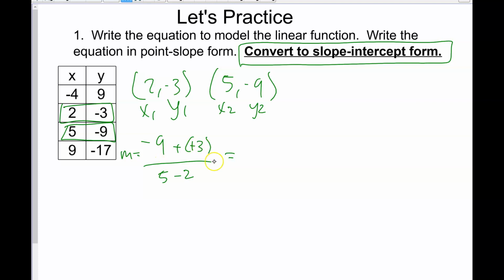So a -9, it ends up being +3 since it's minus a negative. It's going to give me a -6. 5 minus 2 is a +3. A negative divided by a positive is a negative, and I get -2. So my slope is -2 here.